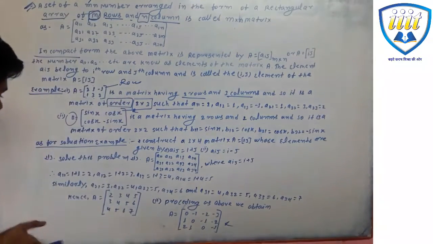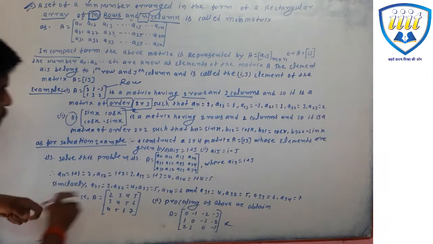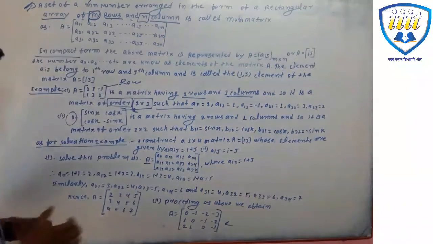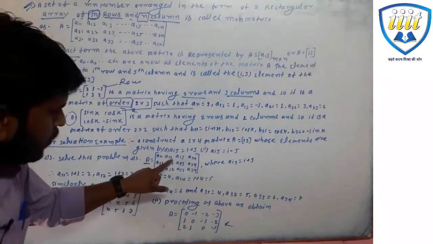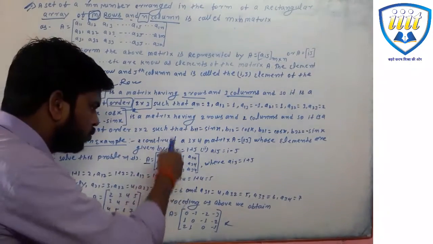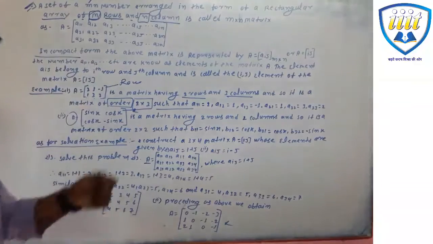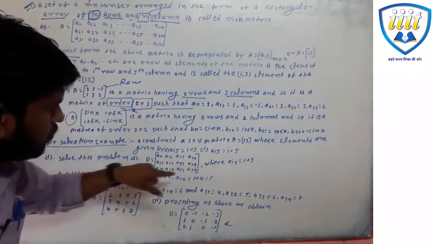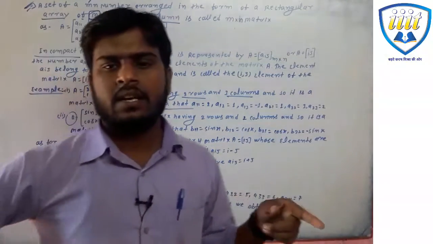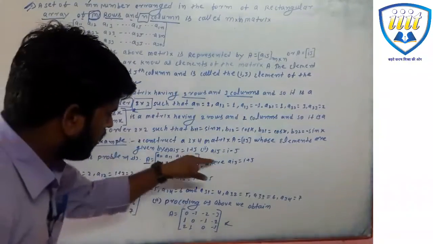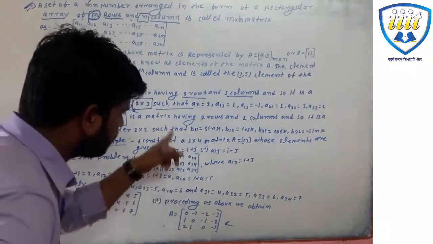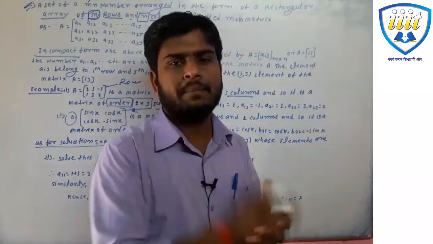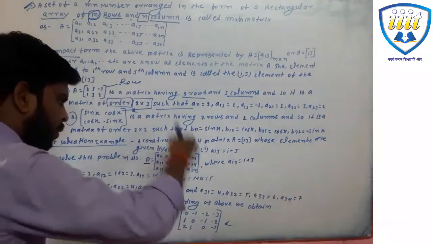Let us solve this. A equals A11, A12, A13, A14, for the given question, with rows 1, 2, 3, 4 and so on. Please pay attention, and remember this question. Matrix definition, types of matrix.